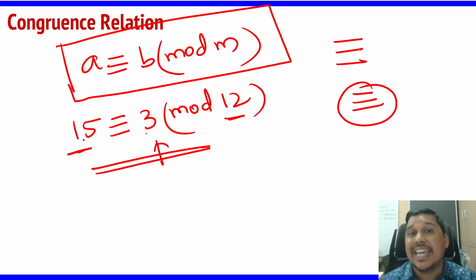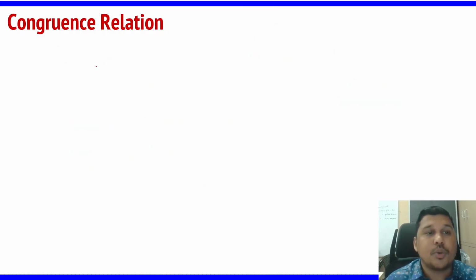Why are we not saying equal? Why can't we say it is equal? Why are we saying it is congruent relationships? For example, one example I'll take: 33 ≡ 3 mod 10. See here, suppose I have 33 ≡ 3 mod 10.